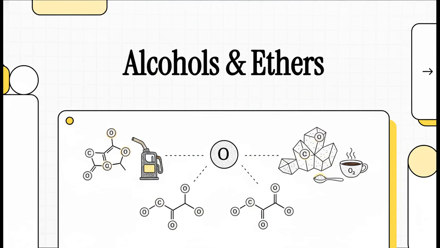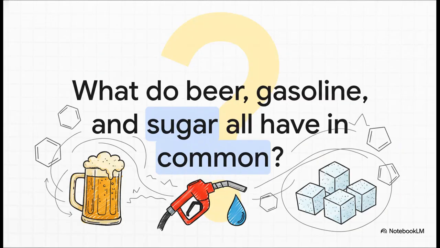You ever stop to think about how one tiny single atom, just by being in a slightly different spot, can completely change everything? How it can be the difference between the fuel that runs your car and the sugar in your morning coffee? Well, let's dive in and see how a single oxygen atom creates two totally different but totally essential families of molecules.